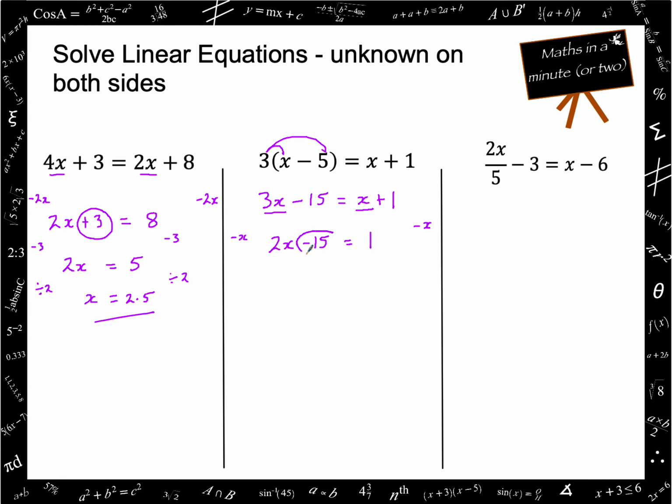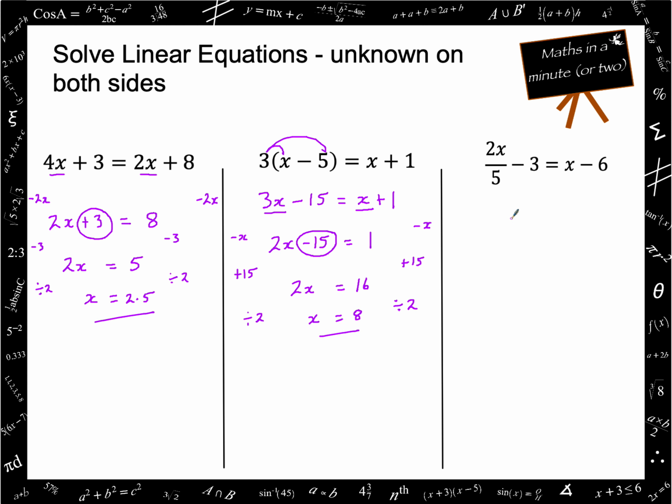Now I need to get rid of the negative 15. To get rid of a negative you add, so I'm going to add 15 to both sides. That means I have 2x on the left and 16 on the right. Now I need to get down to x, so I'm going to get rid of the 2 by dividing both sides by 2. Whatever you're doing to one side you must do to the other, and therefore x equals 8.